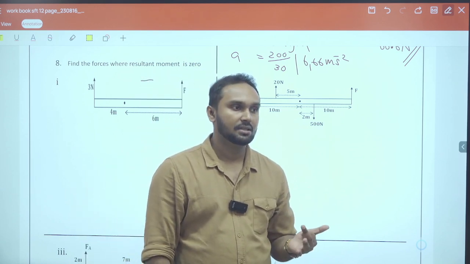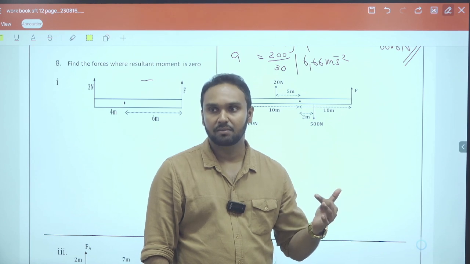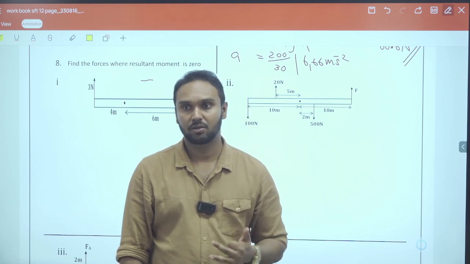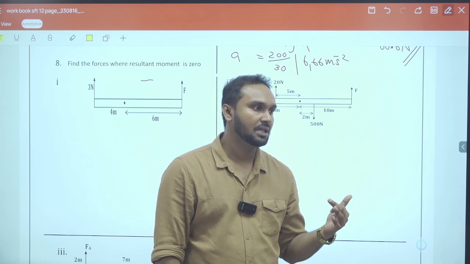What is the second thing? Second thing is the object should be under an equilibrium of the torque or the moment, right? That means the resultant moment should be 0.